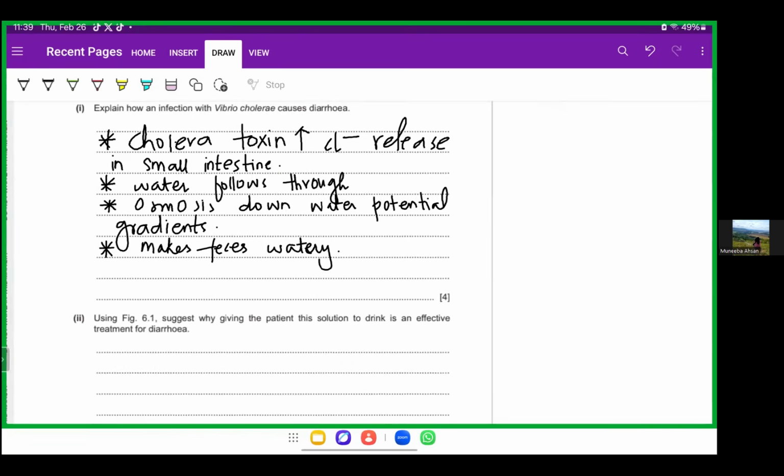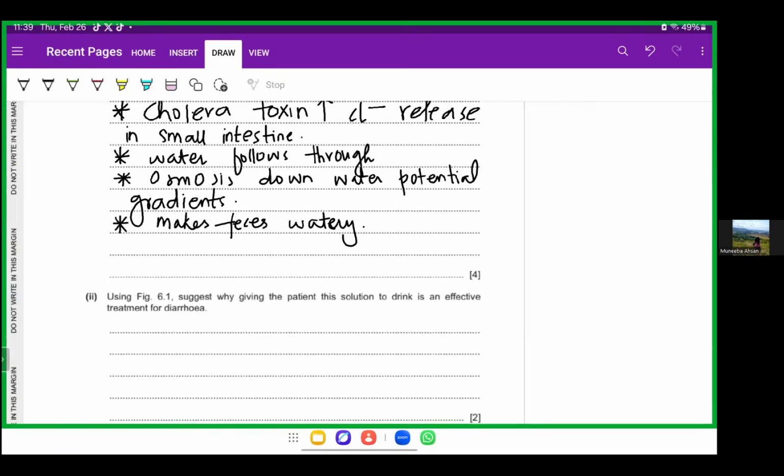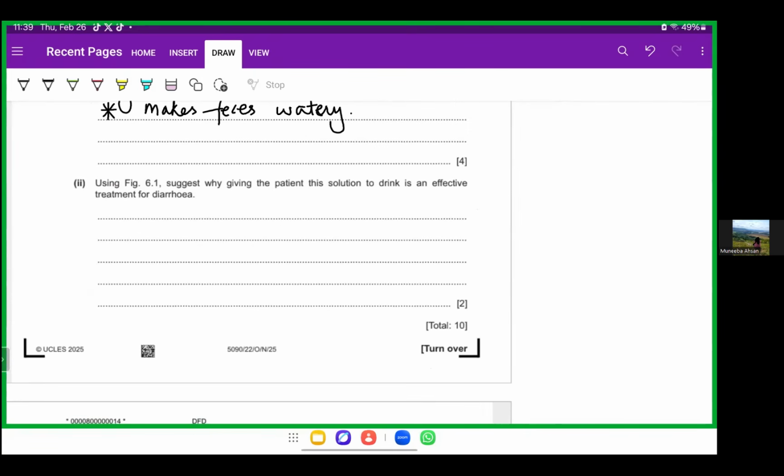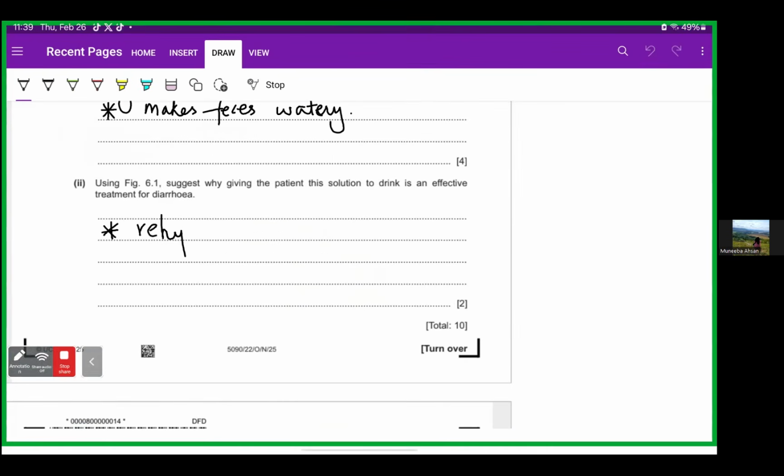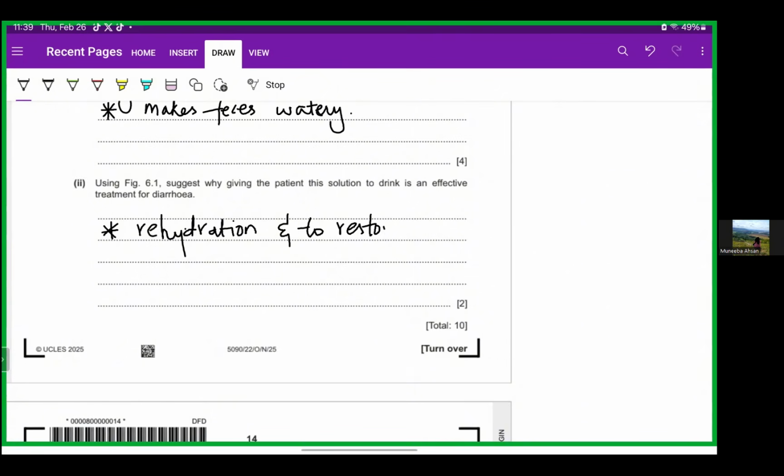Okay, now let's move on to the next part. Using figure 6.1, suggest why giving the patient the solution to drink is an effective treatment of diarrhea. So basically, whenever you give your patient ORS, we are giving it for rehydration and to restore chloride ions which have been lost, chloride ions and other electrolytes.